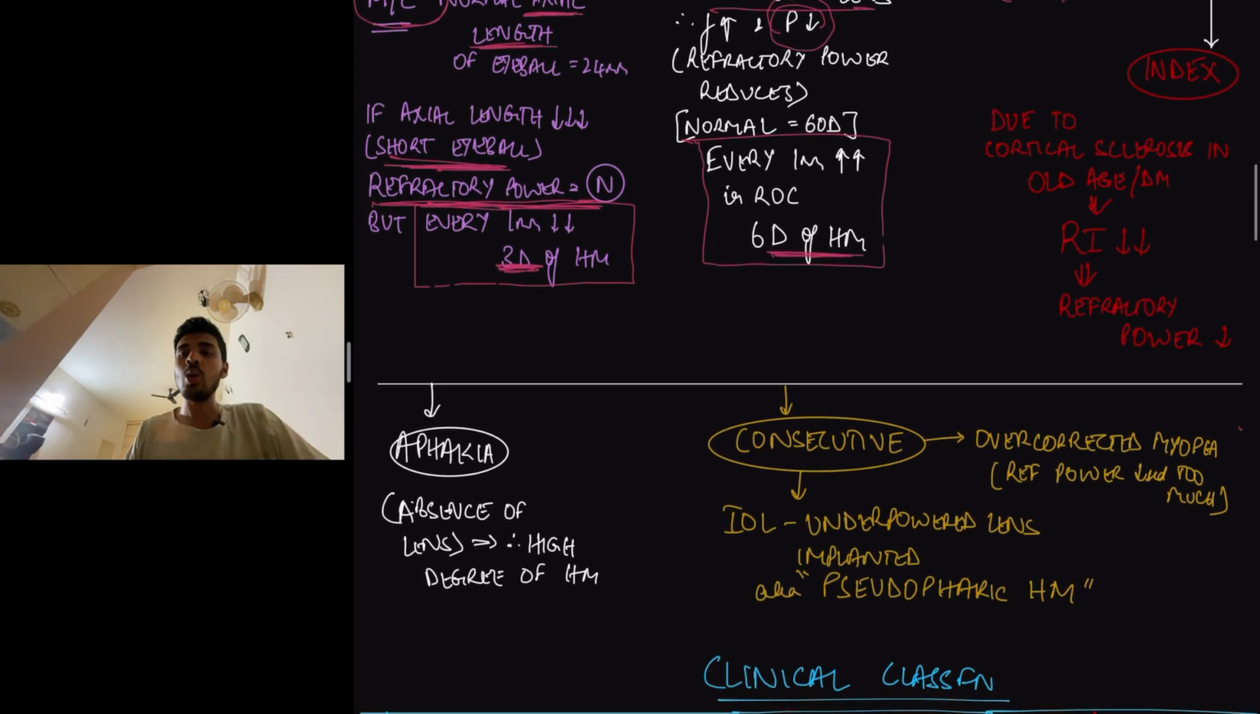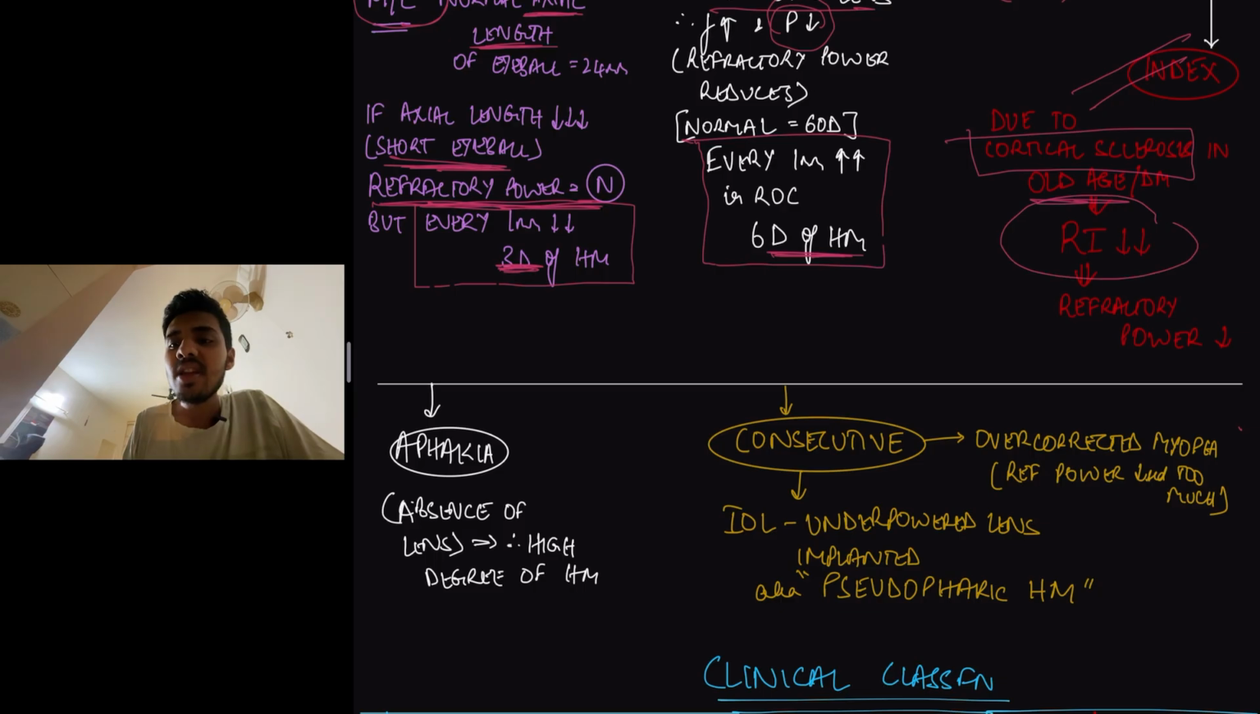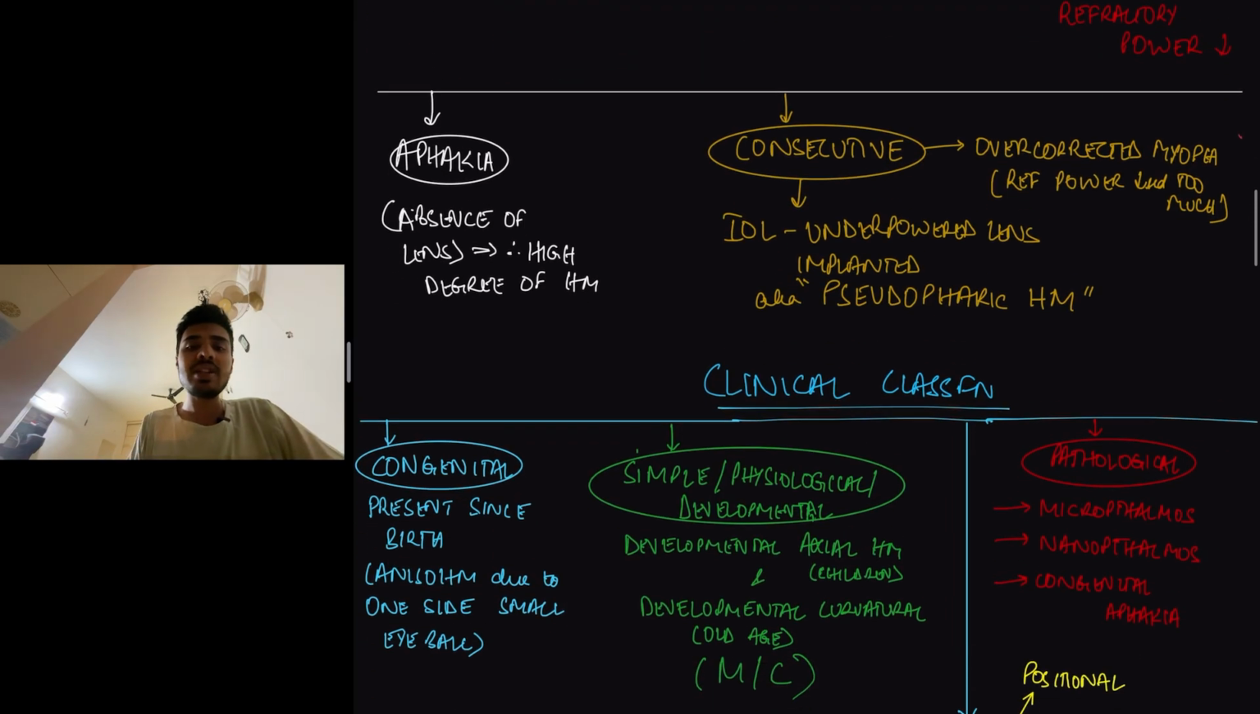Index hypermetropia. Now what is index hypermetropia? Cortical sclerosis, especially in old age, decreases the refractive index, and when the refractive index decreases, refractive power also automatically reduces, so it is now being focused behind the retina. So that is index hypermetropia. Two more you have. One is known as aphakic hypermetropia, where the lens itself is absent. Now obviously without the lens, the light rays won't be focused onto the retina. The power is too less, right? So it is now being focused behind the retina, and this is a very high degree of hypermetropia.